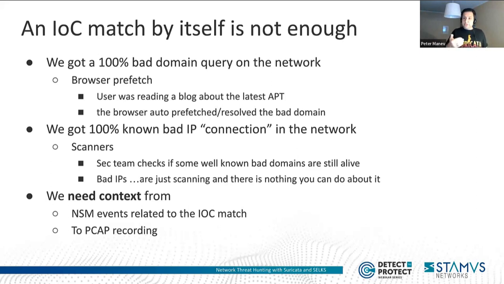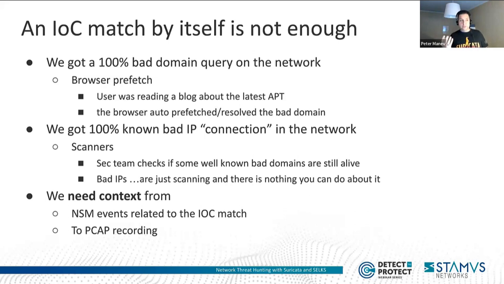Well, there's not much you can do there besides maybe just drop it on the firewall, because these things are just scanning. Another more interesting thing would be to see if you actually have any flow connections, any more exchange of information between those two endpoints and that 100% bad ID. All I'm saying here is we need more context. Just that IOC, even if it's a 100% known bad thing, by itself is not enough.